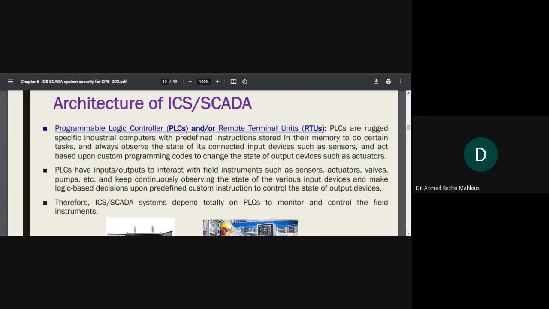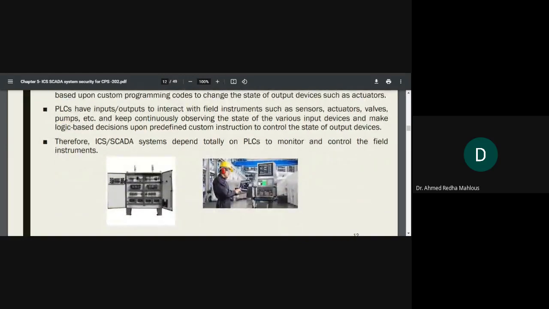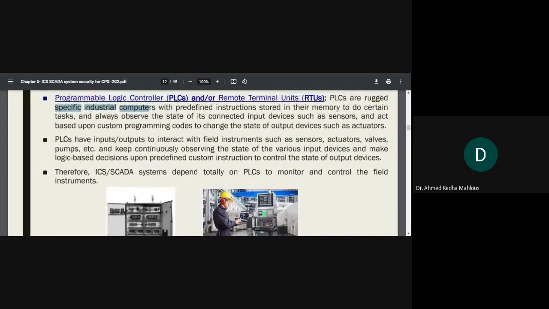We said that these are rugged, specific industrial computers. These are computers that have been dedicated, that can be placed in an industrial environment, with pre-installed instructions that are stored in their memory, and based on the data they receive, they can take action. They are connected to devices like sensors, for instance, and based on what they are receiving, they will proceed.